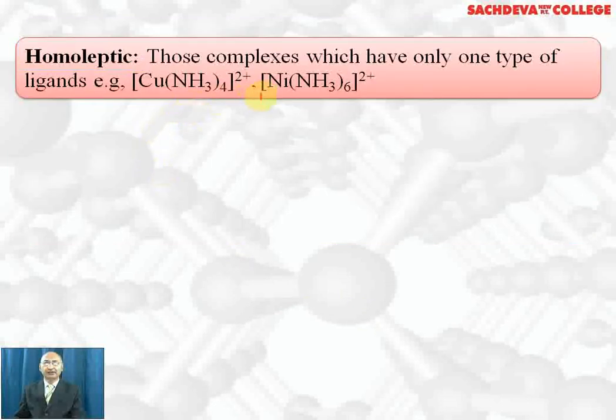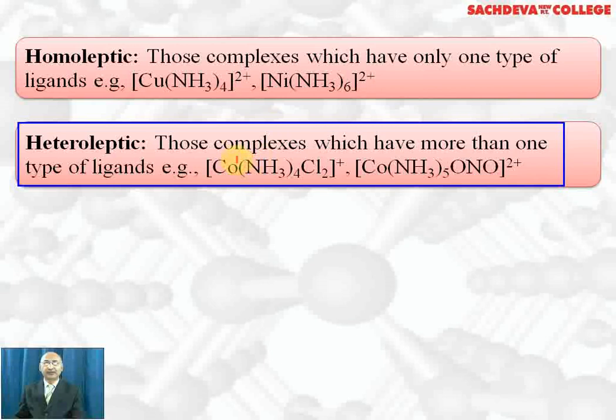Homoleptic complexes are those in which the same type of ligands are present. For example, tetraamminecopper(II) and hexaamminenickel(II). These are homoleptic complexes. Heteroleptic complexes are those which have more than one type of ligand. The first one is tetraamminedichloridocobalt(III), and the other is pentaamminenitrito-O-cobalt(III).